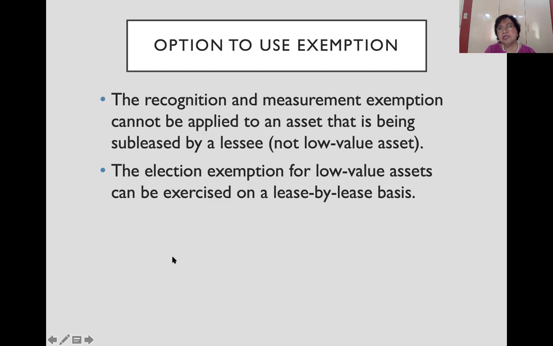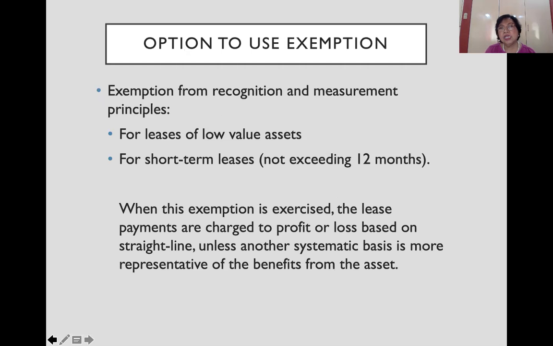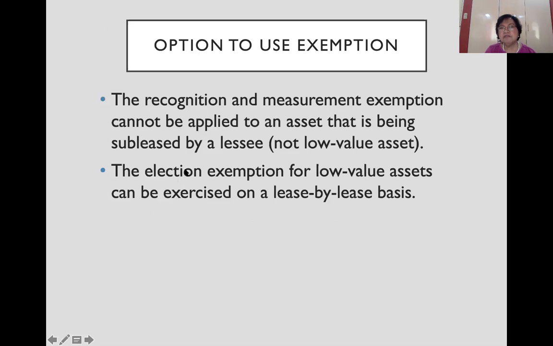Okay, this was specified because this exemption option given to the lessee may be abused. Therefore, it is specified in IFRS 16 that the recognition and measurement exemption cannot be applied to an asset that is being subleased by a lessee. Therefore, any asset that is controlled by the lessee that is subleased to other customers cannot be considered a low-value asset. Therefore, we cannot use that exemption option. Again, the election exemption for low-value assets can be exercised on a lease-by-lease basis.